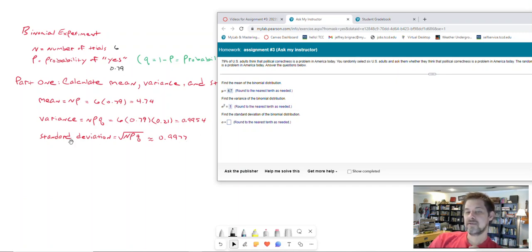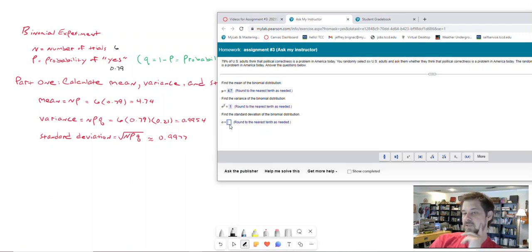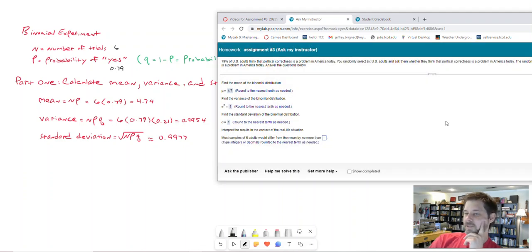And then the standard deviation is the square root of n times p times q. I did this again in my calculator and I get 0.9977. But it says round to the nearest tenth again, so that will still be 1. All right, so I got that. Then it asks us to interpret the results.